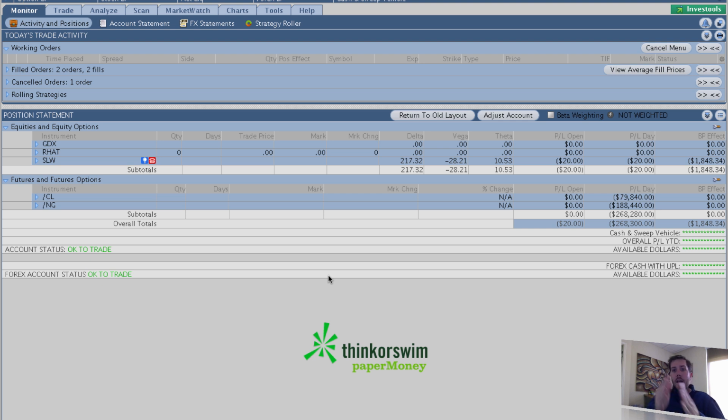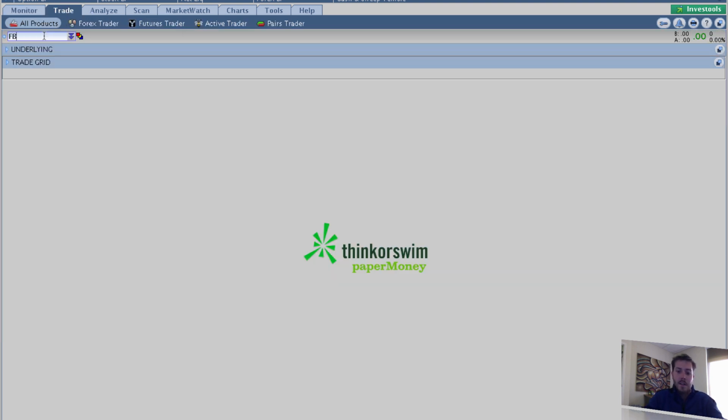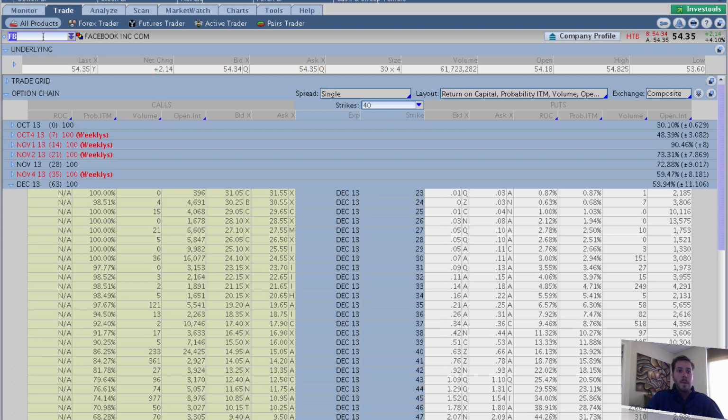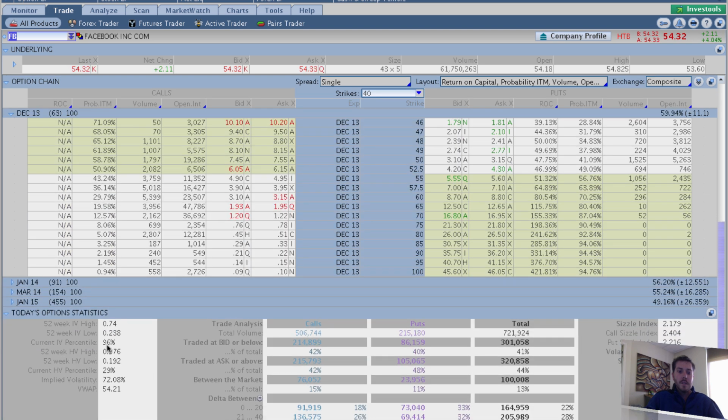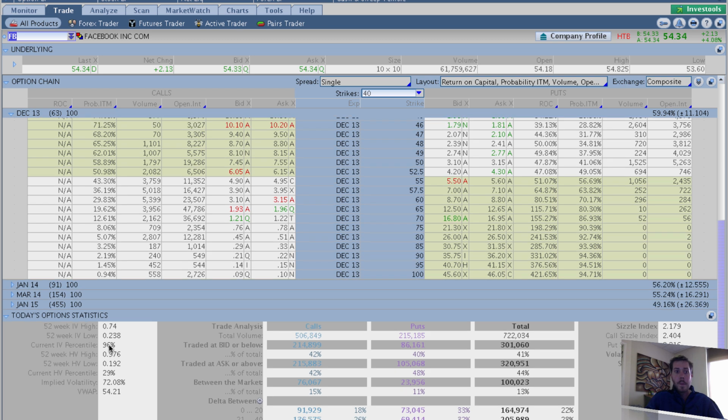I have different exit criteria for different strategies, but let me just show you one example of a way that I may utilize automating profit taking. So we'll go over here to the trade screen and let's take a look at Facebook. Let's say we want to sell a strangle in Facebook. Currently, the IV percentile is 96%, so we're at the very top end of the implied volatility 52-week range. Great opportunity to sell premium.